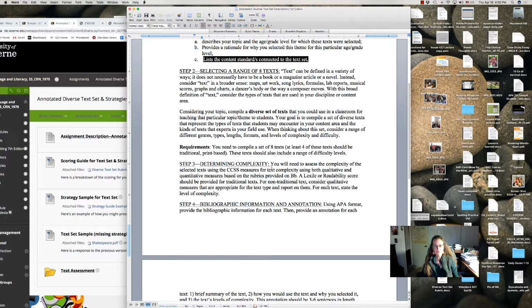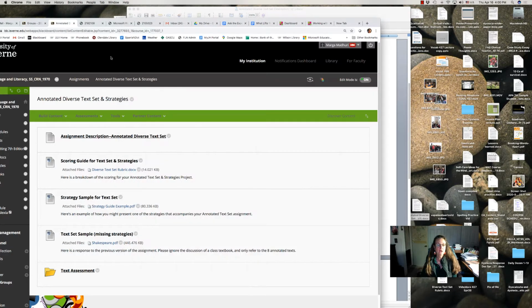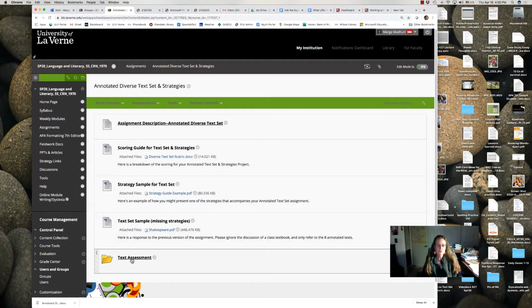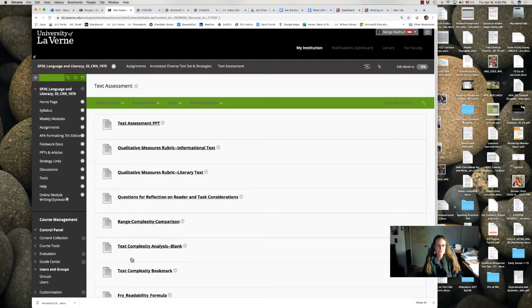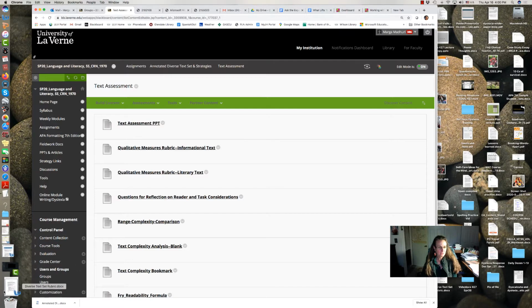Then you need to assess text complexity. So in the Zagoras and Co book, there's a chapter where they talk about text complexity, qualitative analysis, quantitative analysis, and reader and task considerations. Also on Blackboard, I have some tools for you to use here in text assessment. So there's qualitative measures, and let's just take a look at that.